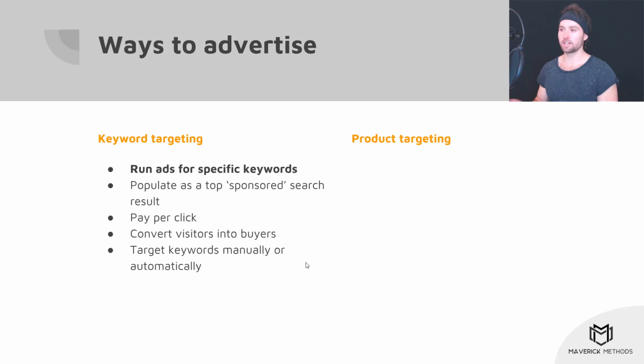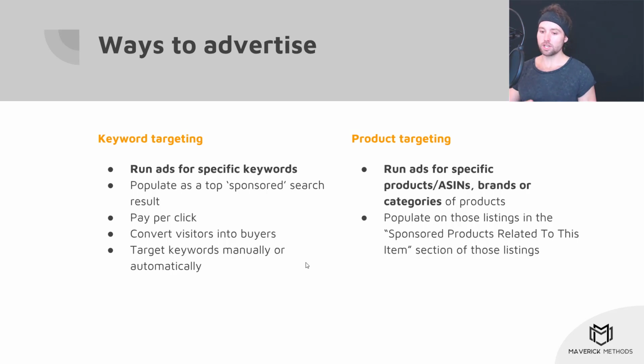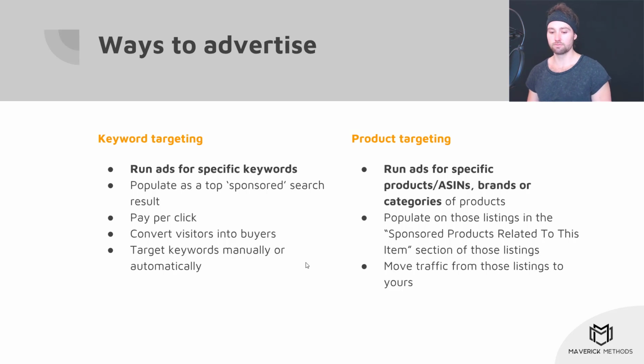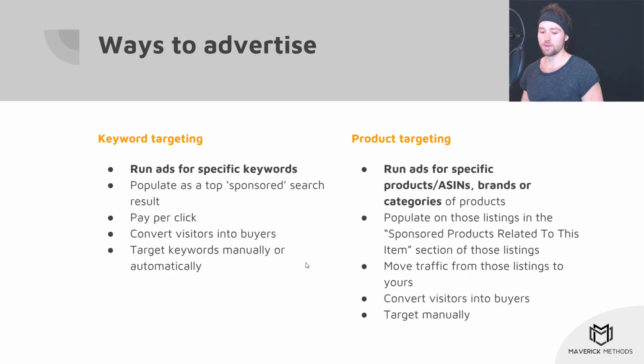With product targeting, on the other hand, which we focus on today, we're running ads for specific products. This is also selected by ASIN, or brands or categories of those products. And we populate on those listings in the sponsored products related to this item section. We move traffic from those high traffic listings to our own, and then we convert those visitors into buyers. We target manually in this case.